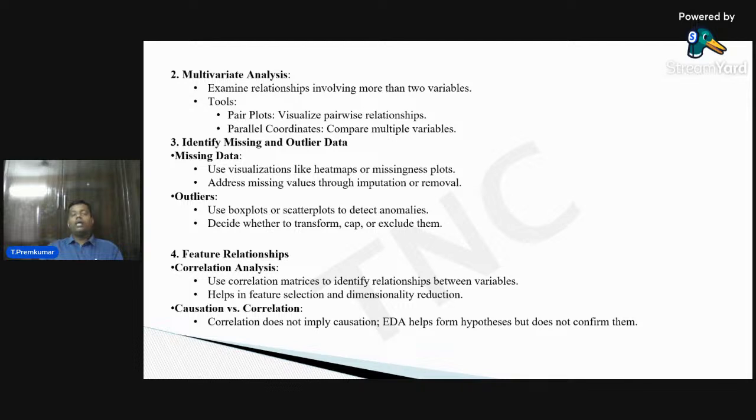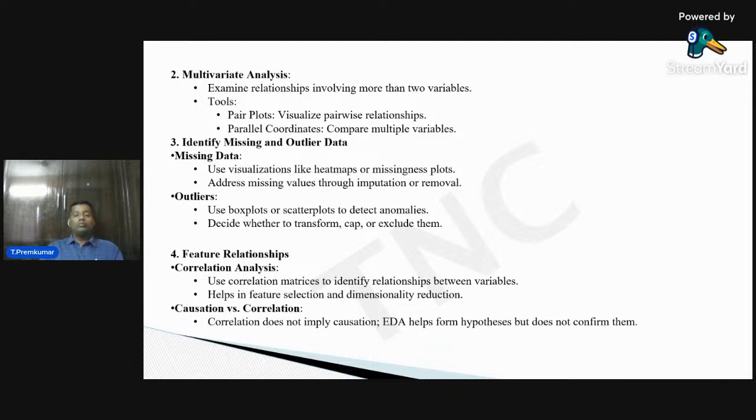And the third one is identifying missing and outlier data. We have discussed the missing values and outliers many times. In the case of missing data, use visualizations like heat maps or missingness plots, and address the missing values through imputation or removal. For outliers, use box plots or scatter plots to detect anomalies, and decide whether to cap them, transform them, or remove them. That is what we have in identifying missing and outlier data.